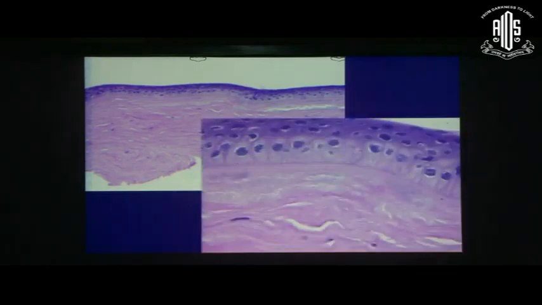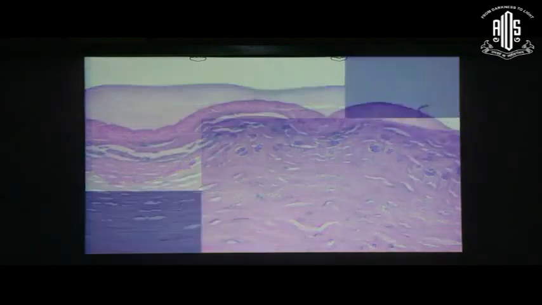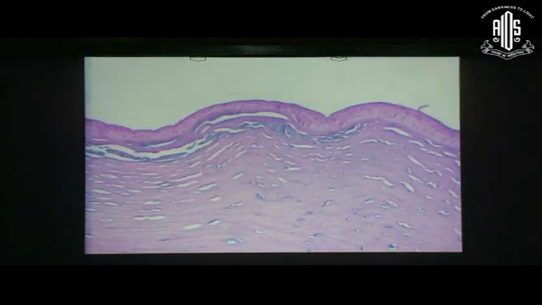Okay, now what is this? Yes, you're right. Macular corneal dystrophy. And what stain do you do? Alcian blue. Okay. When we do an Alcian blue staining, you get these blue colored deposits in the cornea.